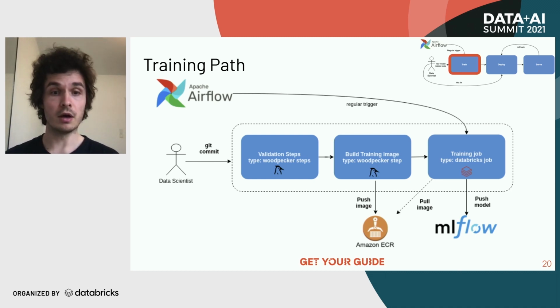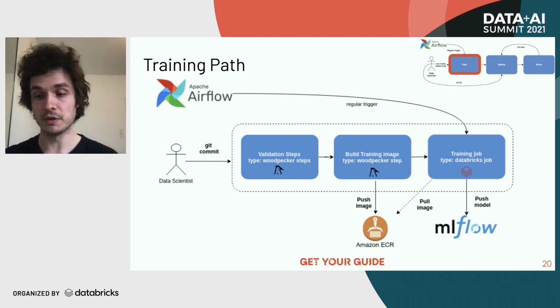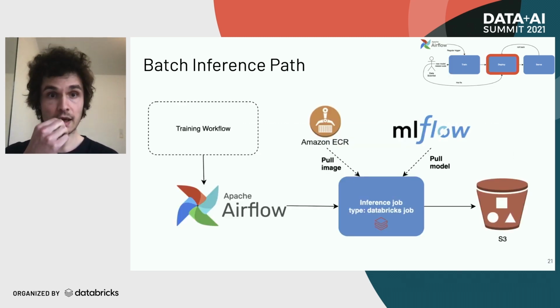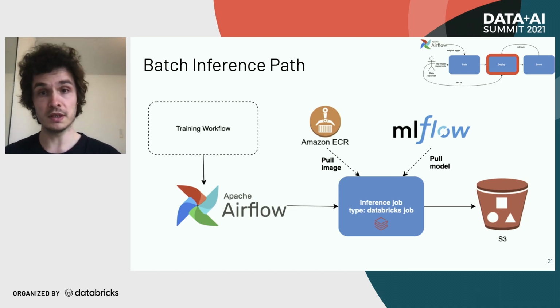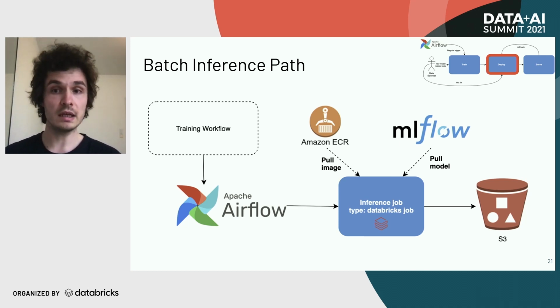So now that our model is trained, we should deploy it. And we can deploy it for batch inference or online inference. So first, we'll look into the batch inference. And here, again, we have Airflow, which will be triggered. So the training is done, and now we can use Airflow to predict on the dataset every day or every hour or every week, depending on the use case.